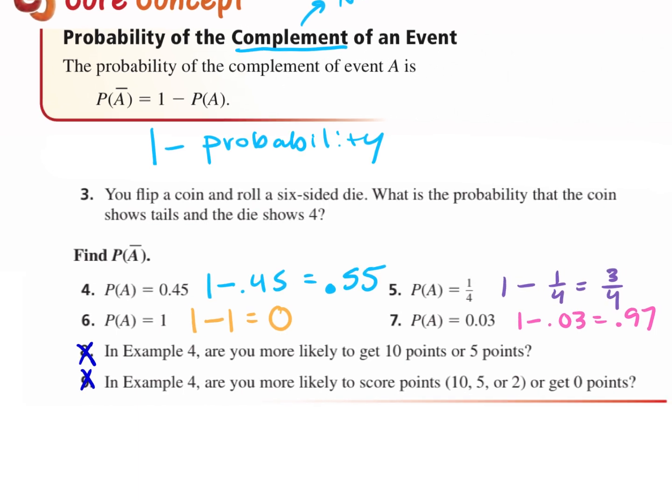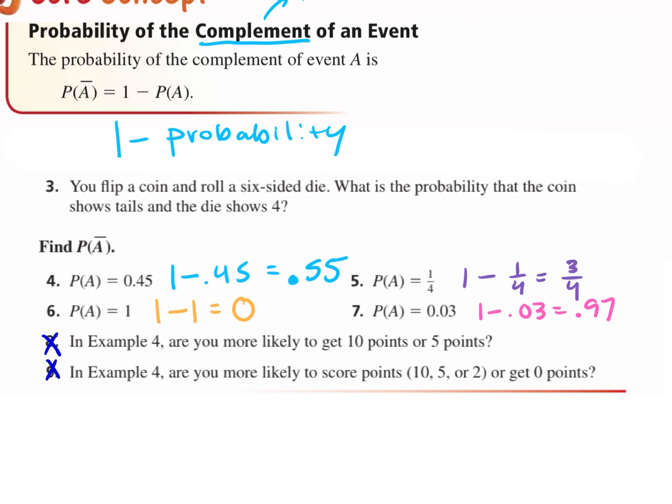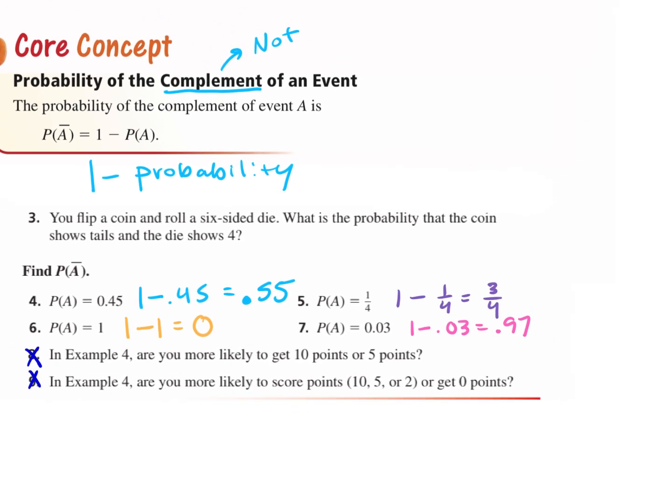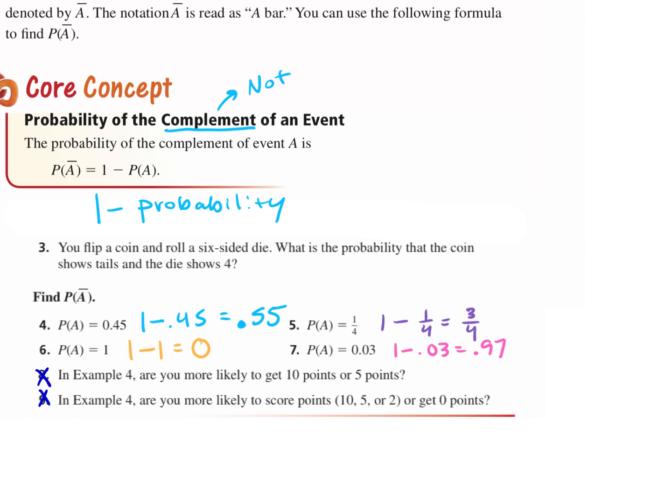So let's look at number 3. You flip a coin and roll a 6-sided die. What's the probability that the coin shows tails and the die shows 4? Here it's not really asking for our total possible outcomes, so it's going to be helpful to write out what's happening. So we flip a coin. What are the 2 possible outcomes when we flip a coin? Heads or tails. Then we roll a 6-sided die.